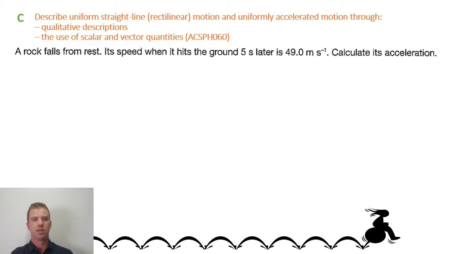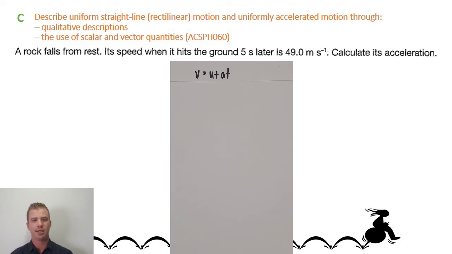Okay? So let's have a look here at a question. A rock falls from rest. Its speed when it hits the ground 5 seconds later is 49 meters per second. Calculate its acceleration. So a rock falls from rest, u equals 0. Its speed when it hits the ground is 49 meters per second, which is v, its final speed, and t is 5 seconds, which is given in the question.